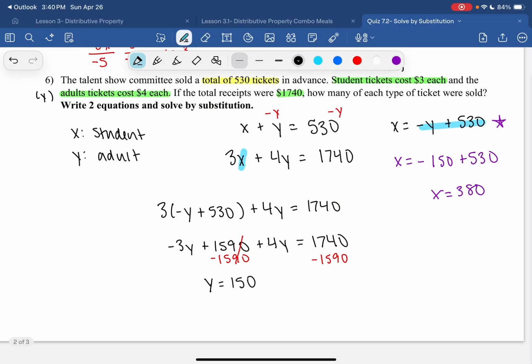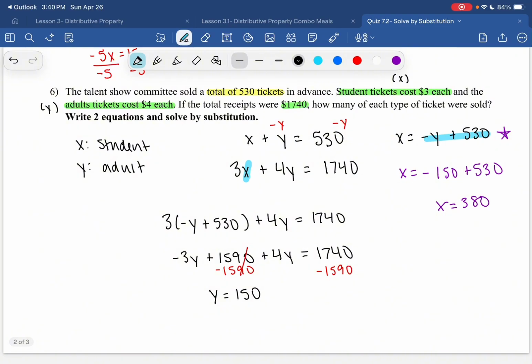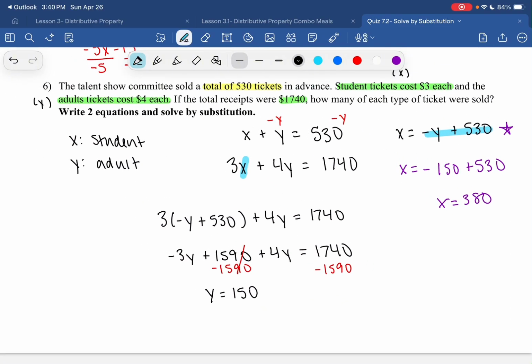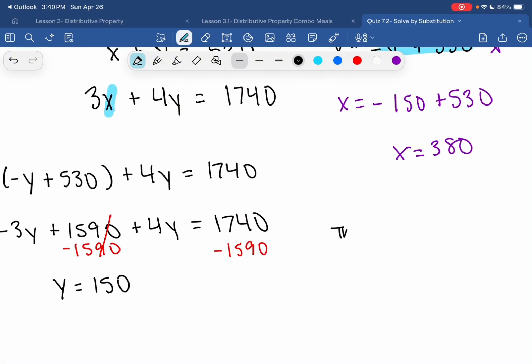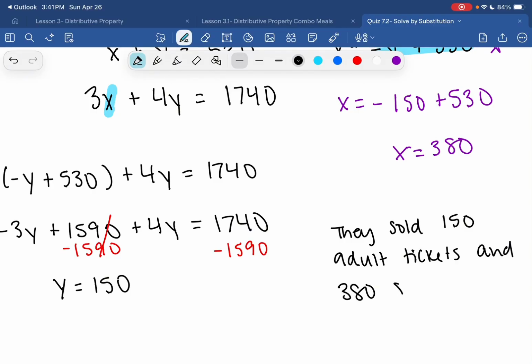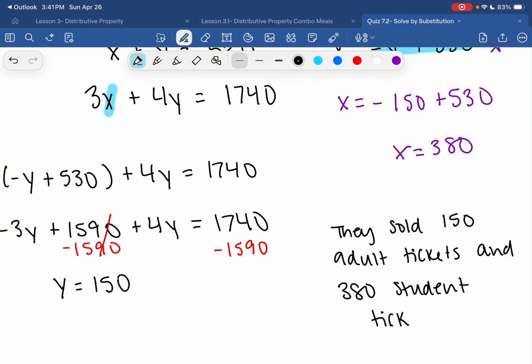So then it's a word problem, so I'm going to answer with words, right? So I would put they sold 150 adult tickets and 380 student tickets.